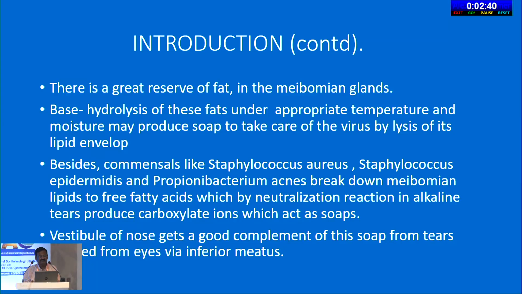There is a great reserve of fat in the meibomian glands. Base hydrolysis of these fats under appropriate temperature and moisture may produce soap to take care of virus by lysis of its lipid envelope. Besides, commensals like Staph aureus, Staph epidermidis, Propionibacterium acnes break down meibomian lipids to free fatty acids, which by neutralization reaction in alkaline tears produce carboxylate ions, which act as soaps. Vestibule of nose gets a good complement of this soap from tears drained from eyes via inferior meatus.